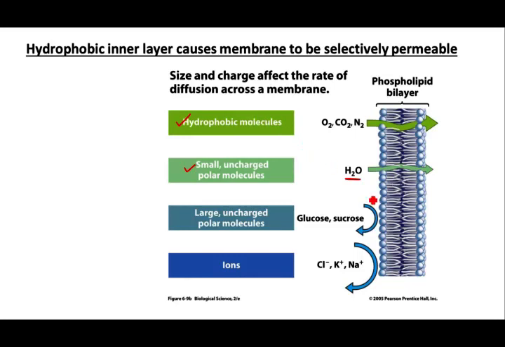And then there are some things that just can't get through because they are large and polar. Things like sugars, amino acids, nucleic acids. A lot of the things that are dissolved inside cells cannot go across the cell membrane. And the same is true of anything that has a full charge, an ion. Because of that hydrophobic inner layer, these molecules or substances are unable to go across.